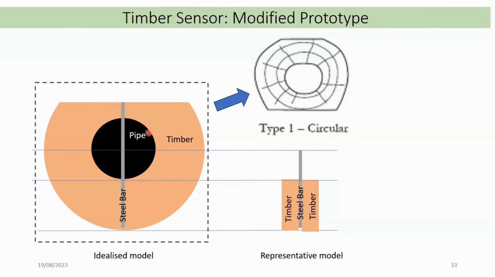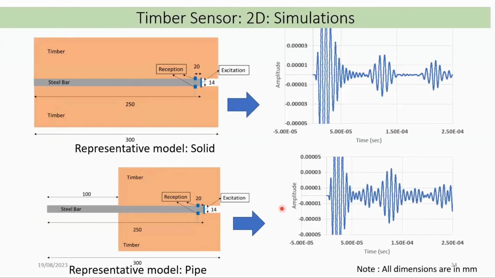So we said that, okay, rather than modeling the whole timber, we will model only half of the timber, and our sensor in timber would look like this. Then we have done some more simulation studies into modeling this new sensor.